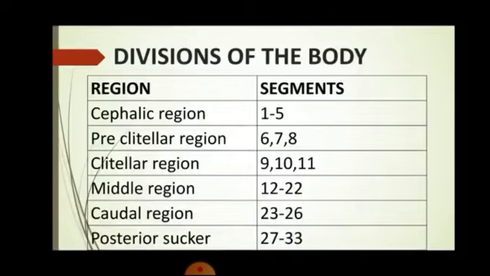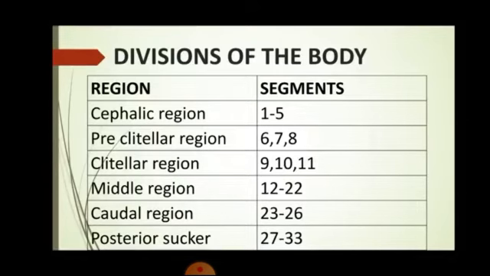Now we'll see the divisions of the body. The body of the leech is divided into 6 regions. They are cephalic region, preclitellar region, clitellar region, middle region, caudal region, and posterior sucker. The cephalic region includes the first 5 segments.